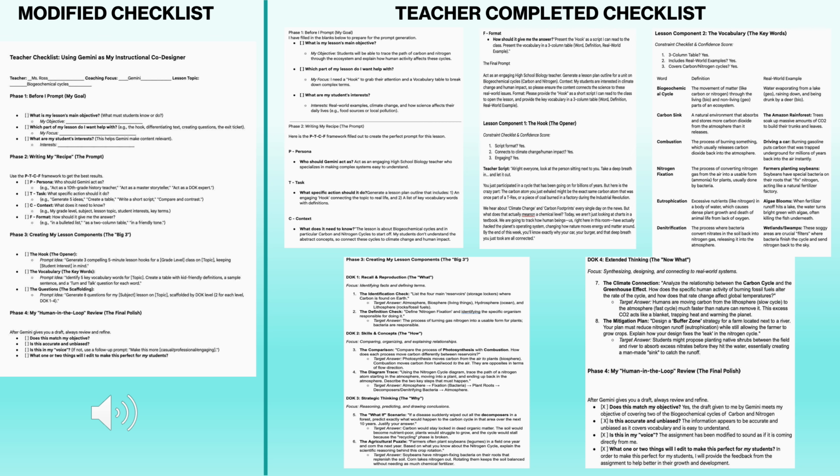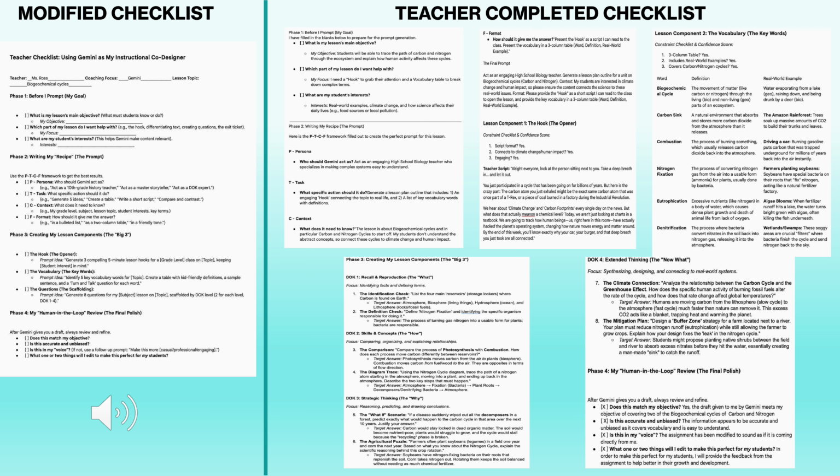Your actual prompt ended up being: act as an engaging high school biology teacher, generate an outline for a unit for biogeochemical cycles, mainly carbon and nitrogen. Your context: my students are interested in climate change and human impact, so please ensure the content connects the science to these real world issues. The format: please provide a hook as a short script that I can read to the class to open the lesson, and provide key vocabulary in a 3-column table with word, definition, and real world examples.